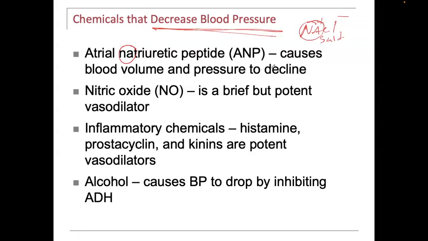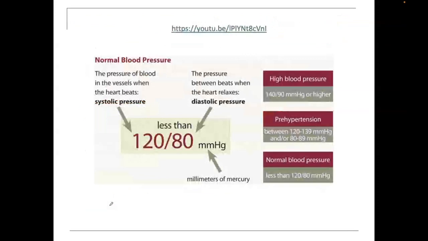It says, hey, let's get rid of some salt so that the blood volume goes down and the blood pressure goes down. Hey, let's push out nitric oxide, and NO is a vasodilator. Okay? This is what Viagra is. Viagra is a vasodilator. Alcohol causes the blood pressure to drop because it inhibits antidiuretic hormone.